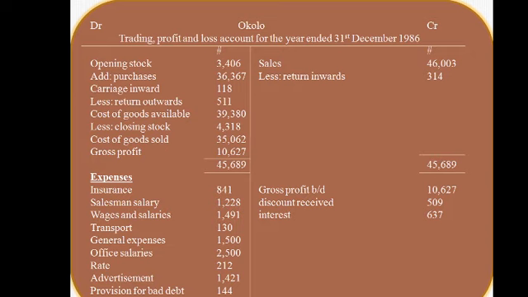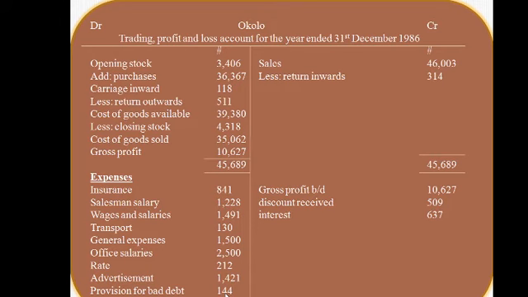Wages and salary was not this figure, but remember that an employee took a salary advance of 110 naira. So you have to remove it from the wages and salary to get this 1,491 naira. Our transport, general expenses, office salary rate, advertisement, provision for bad debt.